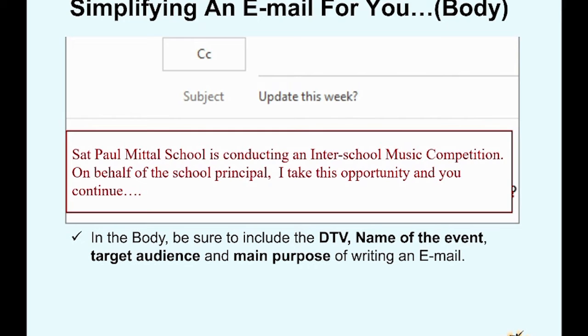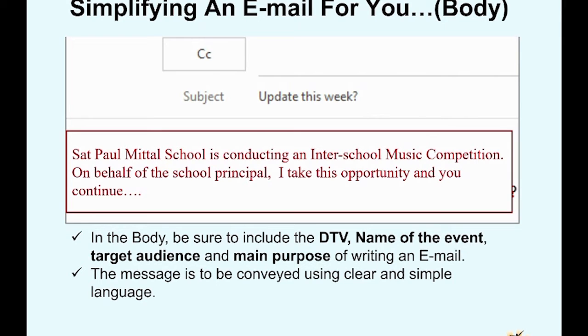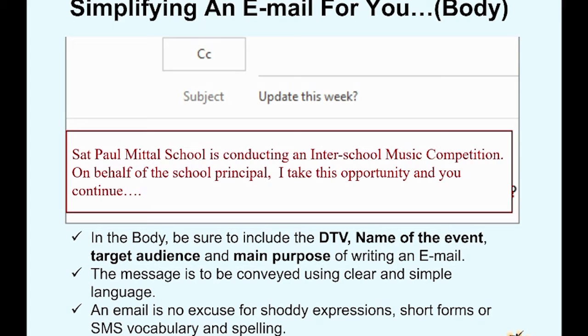Structure the body of the email in a systematic manner. Practice and some more practice will equip you with the expertise to score a perfect 5 on 5 in an email. Review the tips listed on the screen to avoid making errors while composing the body of the email.